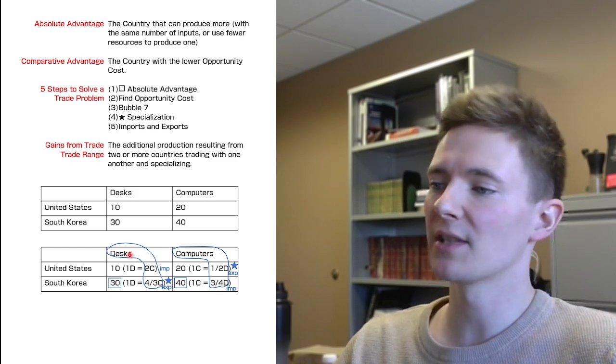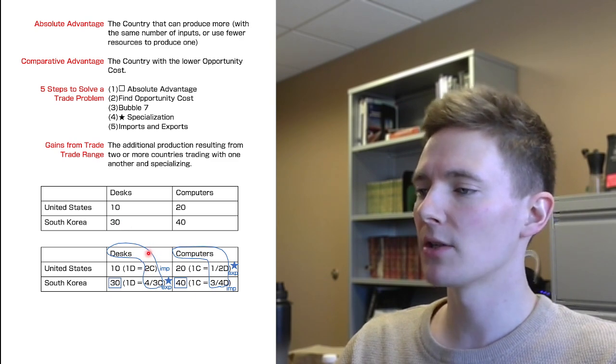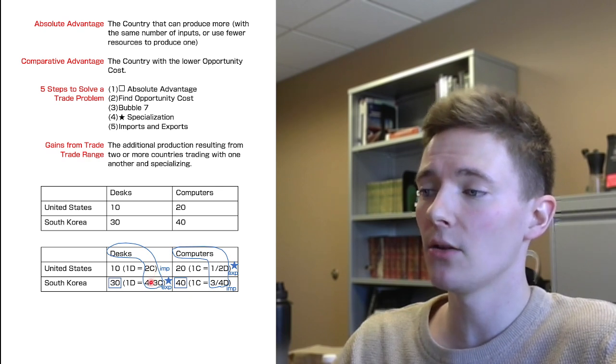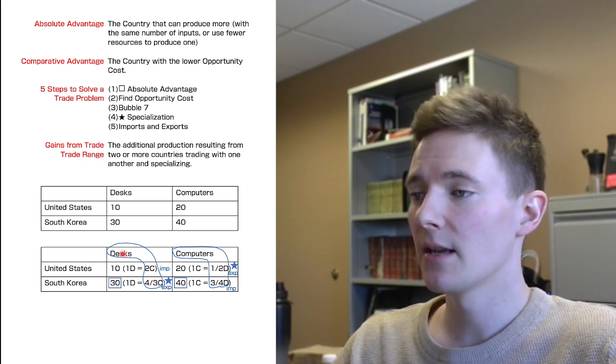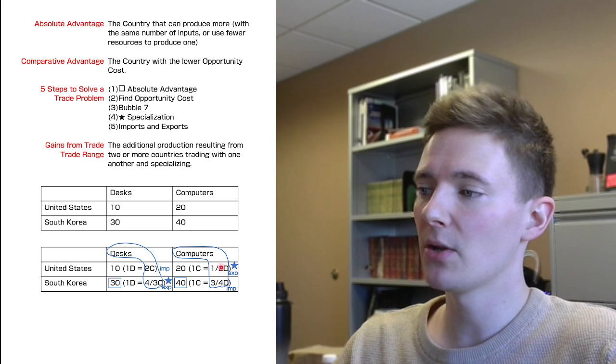Now I'm going to do my bubble 7. It's just a shape. I drew it like that. And then I'm going to star what I should specialize in. So the bubble 7 helps me look at my opportunity costs and determine who's got the lower opportunity cost. South Korea does for desks. So I'm going to put a star right here. And then the United States does for computers. 1/2 is less than 3/4. So I'm going to put a star right here.